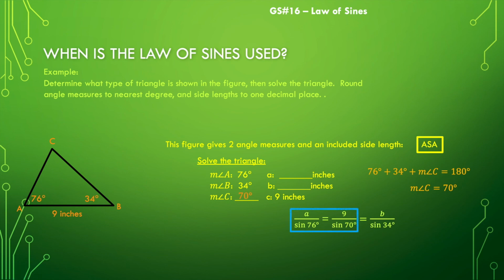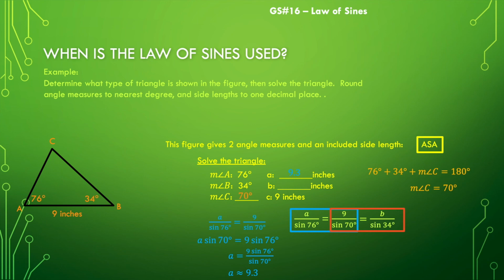So again, let's go ahead and focus on one piece at a time. So this proportion will give us, when I cross multiply, A times the sine of 70 degrees is equal to 9 times the sine of 76 degrees. Divide through by the sine of 70 degrees and get an approximation from our calculator. We should get about 9.3 here. Okay, we'll put that in our table, and we'll do the same thing for the other piece.